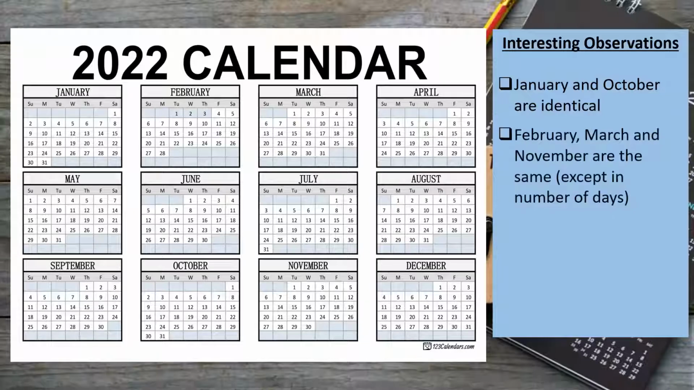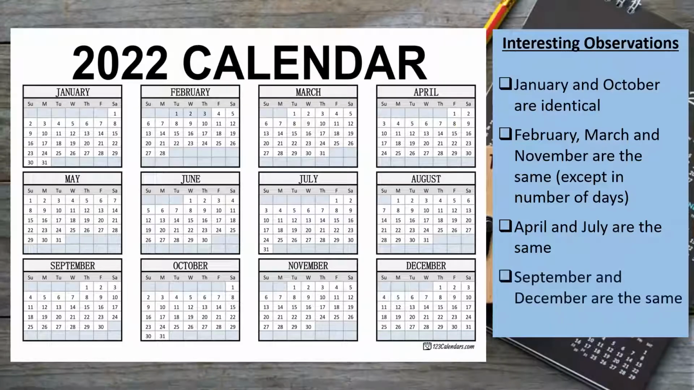By the same token, let's look at February, March, and November. Except for the number of days they have in each month, they're identical as well. All three of these months start on a Tuesday. Similarly, look at April and July. Identical months, except April has 30 days and July has 31 days. September and December are alike as well.